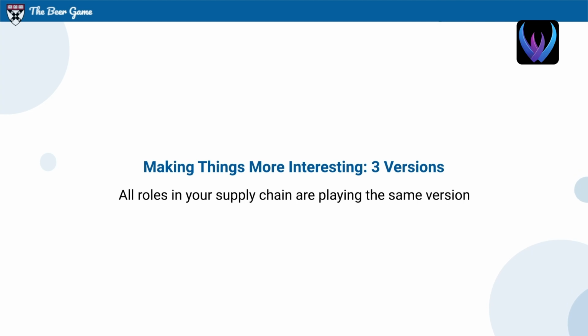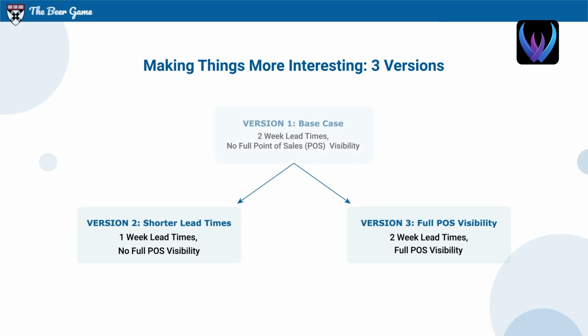To increase the learning from the simulation, we have 3 versions. You and your entire supply chain will be playing just one of the 3 versions, and everyone in your chain will be in the same version. Version 1 is a base case with 2-week lead times and does not provide full point-of-sale visibility. Versions 2 and 3 each change one of the base case assumptions. Version 2 has shortened lead times and version 3 has full POS visibility. The next 3 slides provide more detail about each of these 3 versions.